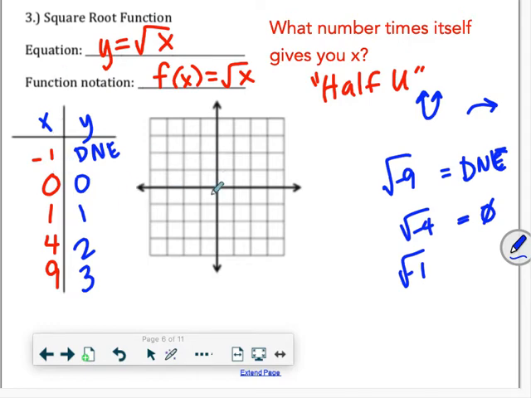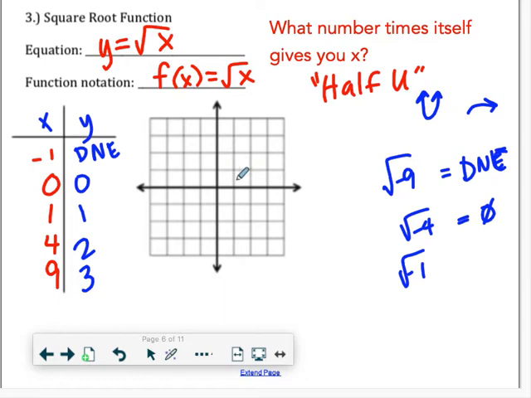Now, later on in mathematics, there's going to be times where we have to take the square root of a negative number and we don't want to say, oh, we're done. So mathematicians have found a way to work around this. And you're going to learn about something called an imaginary number later on in Math 2 and Math 3. But for right now, if we are asked to take the square root of a negative number, we're going to say it's not possible, does not exist, something to that effect.